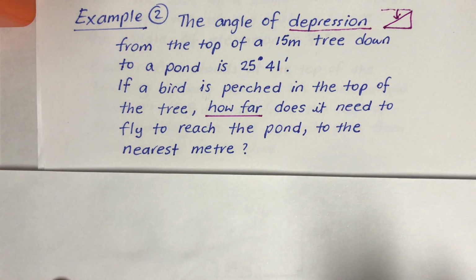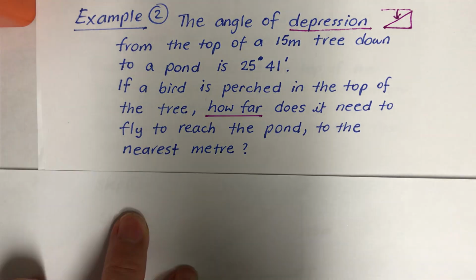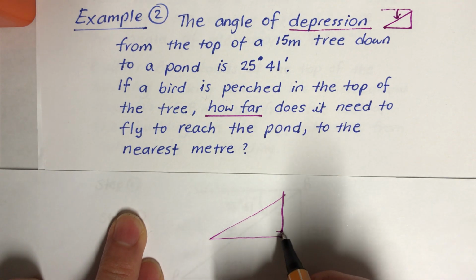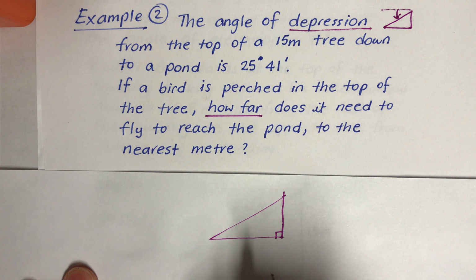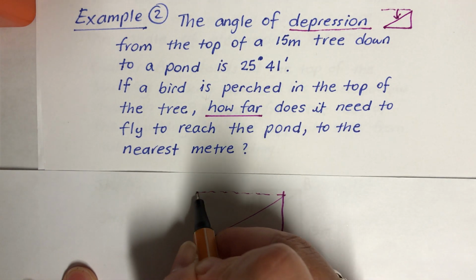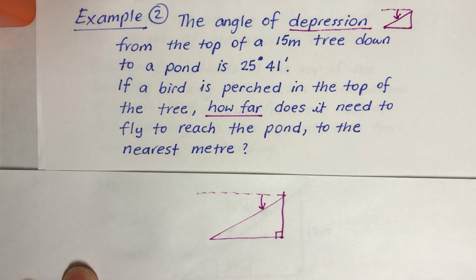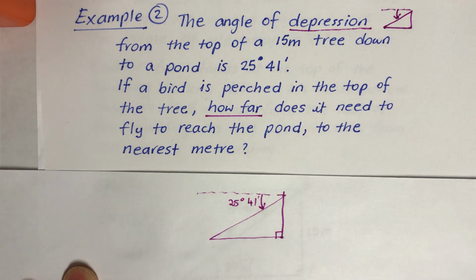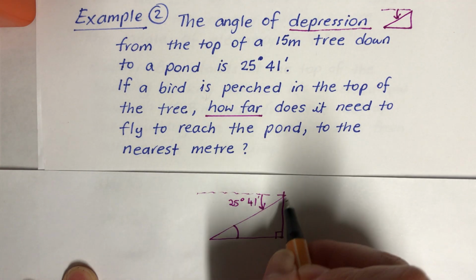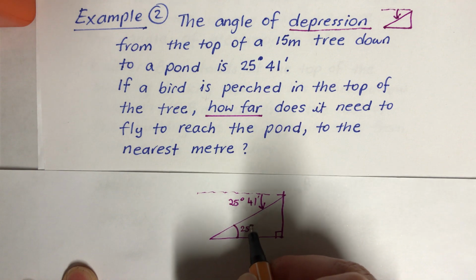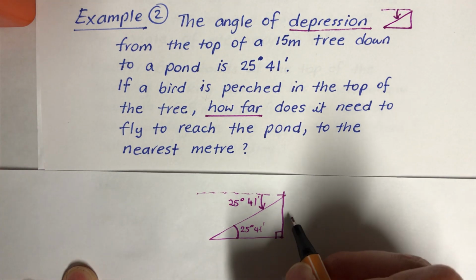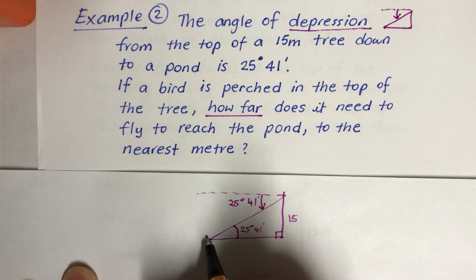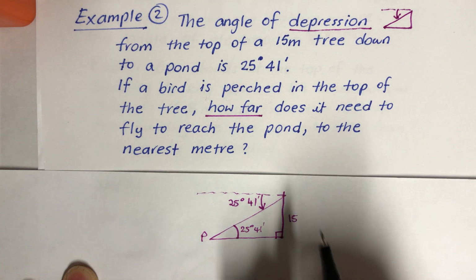So what does that mean? It's got too many words in there, so you're already lost halfway through. I can see that. But just remember, right angle triangle, okay? Because it's a depression, it's going to go down from here. That is 25 degrees and 41 minutes. But this is the same because it's what? Alternate, isn't it? So 25, 41. And how tall is the tree? 50. And that's the bird's nest there, that's the pond, that's the tree.